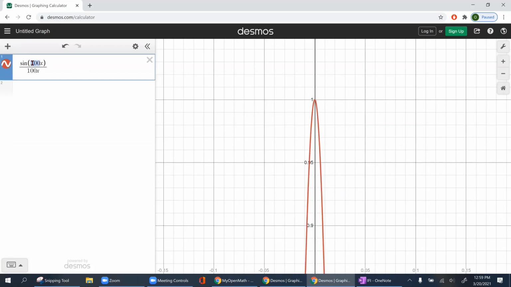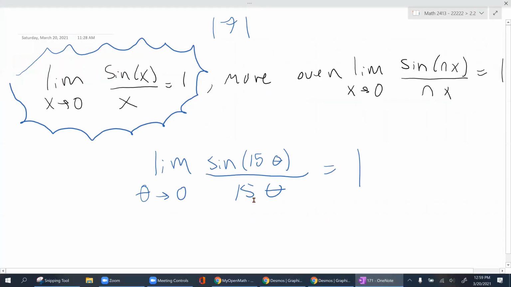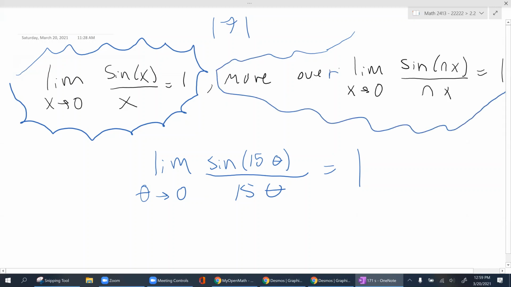So as long as those numbers match, you can have 63. As long as those numbers match and you have a variable at the bottom, 63x inside the sine and at the bottom, it's always going to be 1. That's something, and I'm giving you all a hint, that's going to be showing up. This is why I said here, moreover, not more oven, moreover. If you see that pattern.